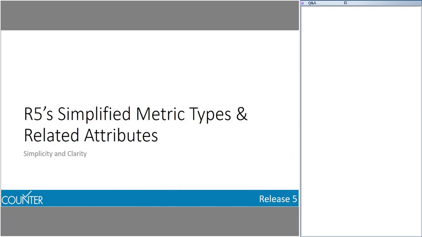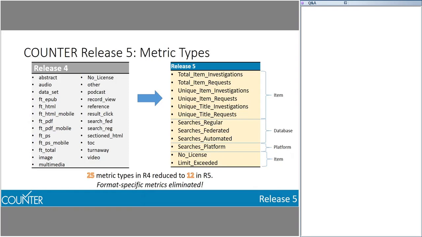Okay, so let's look at how we've done some simplifications to metric types and related attributes to metric types. So starting with the metric types, on the left, you see the 25 metric types that made up release 4. And you'll see a lot of these FTEPUB, FTHTML, FTHTML mobile. And so the metric types were serving multiple purposes. They were attempting to define the nature of the content, i.e. full text retrieved, nature of the activity, as well as the format, and sometimes in the case of mobile, the nature of the device that was actually doing the requesting.